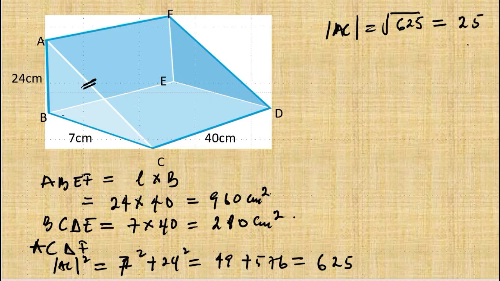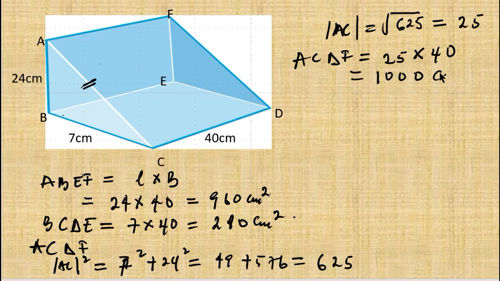Now, if I've gotten AC to be 25, then I can solve for this rectangle, so that the area of ACDF will come from 25, which is the length, times the breadth, which is 40. That's equal to 1000 centimeter squared. Now we have solved for the rectangles and the triangles.